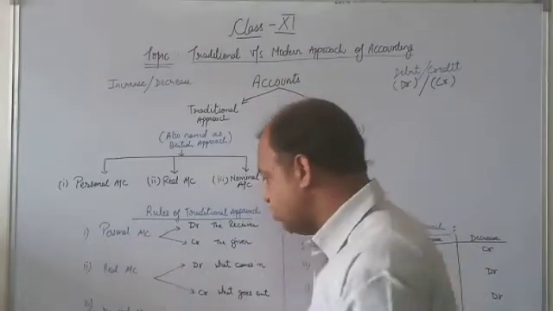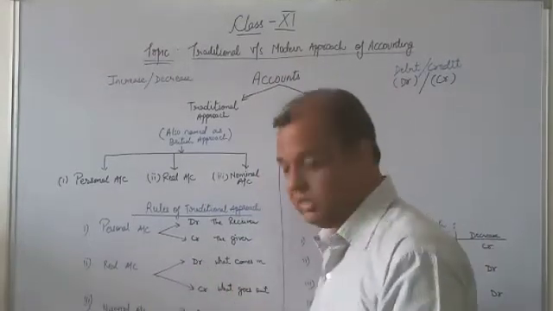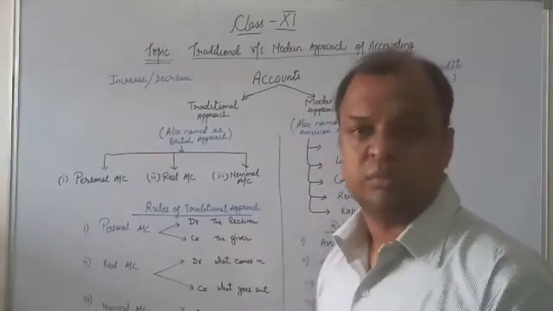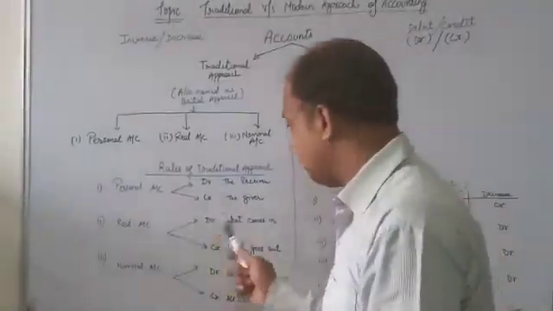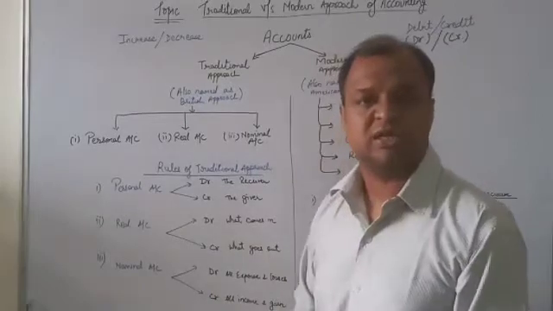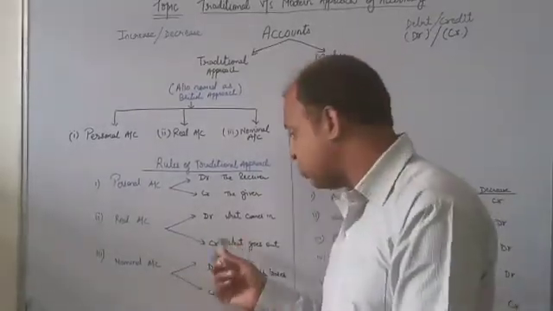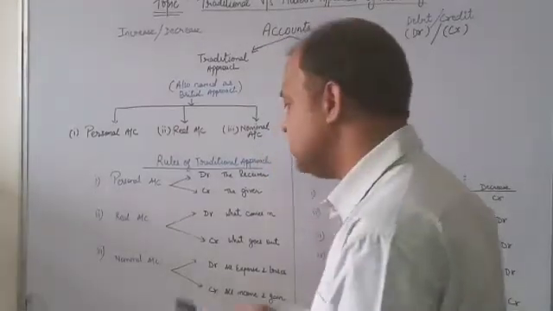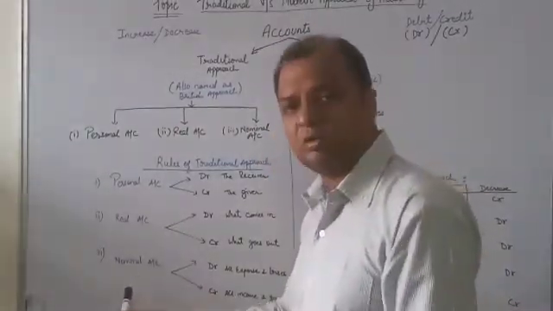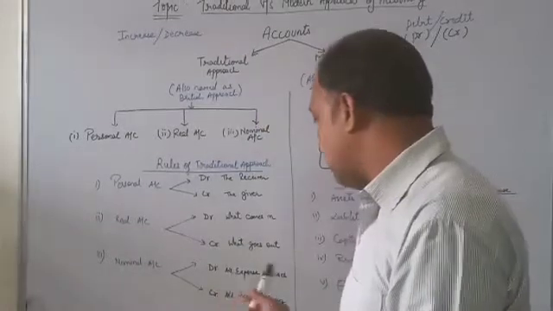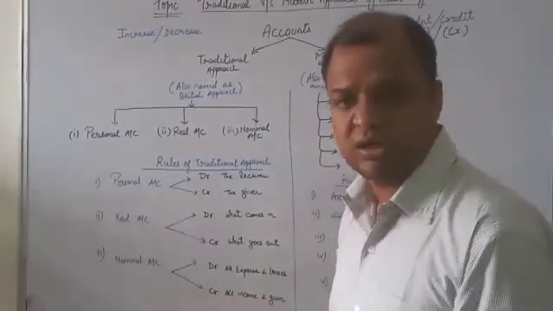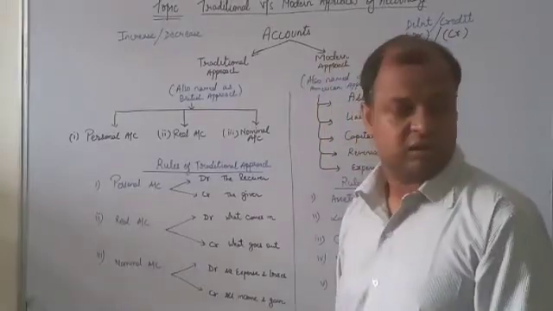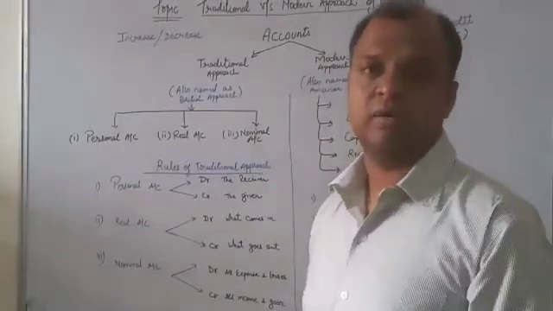The rule of real account says what comes in is debited, what goes out is credited. What is coming into the business, increase it, debit it. What is going out of the business, decrease it, credit it. That is increase and decrease, debit, credit. Similarly, nominal account says all expense and loss for a business they are debited, whereas all income and gain in a business they are credited.